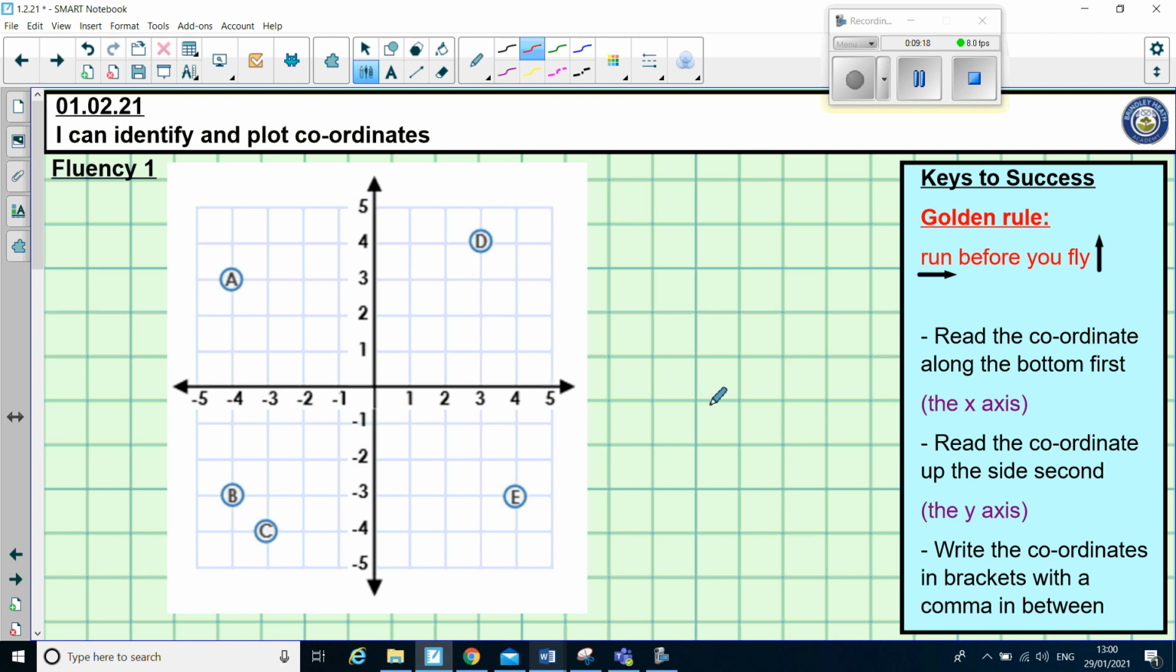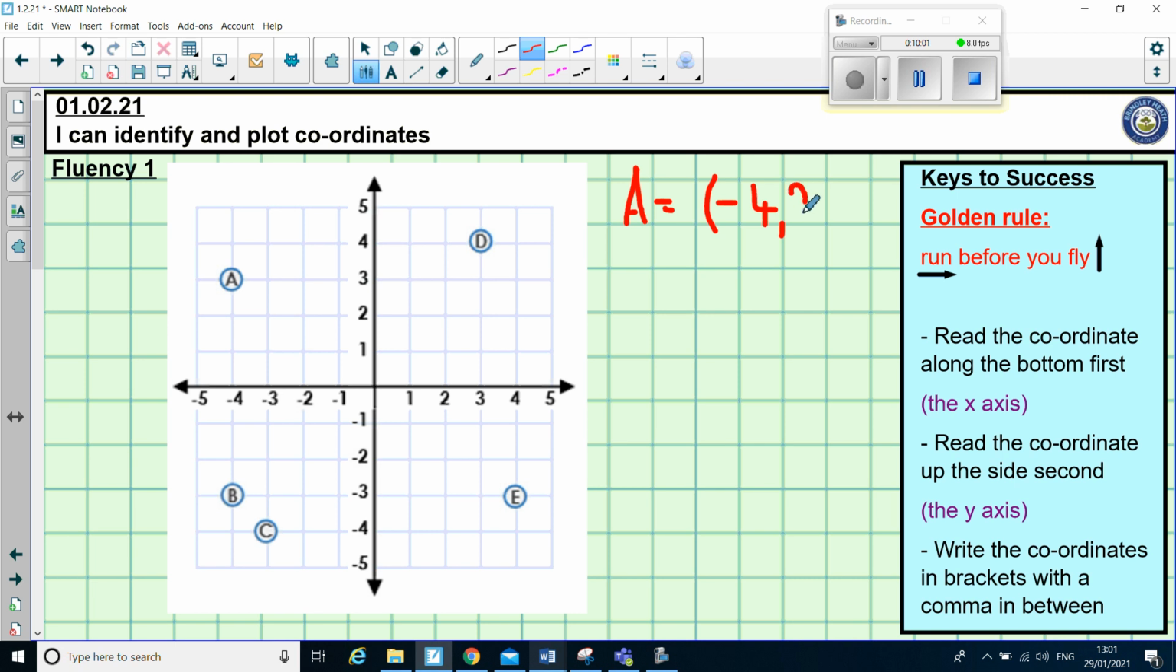So we're going to try and work out the coordinates of the different letters on the screen now. I'm going to take the letter A first of all, and I'm going to show you how to find the coordinates of letter A. So following my keys to success, I need to read along the x-axis, and I need to find the coordinate along that scale of where A matches. So I can see A is in line with -4. So I'm just going to write coordinate A. So that's the one I'm finding. A equals, right, my coordinate then is -4. I'm going to write that down before I do anything else. And now I want my coordinate up the side. It's in line with number 3, isn't it?